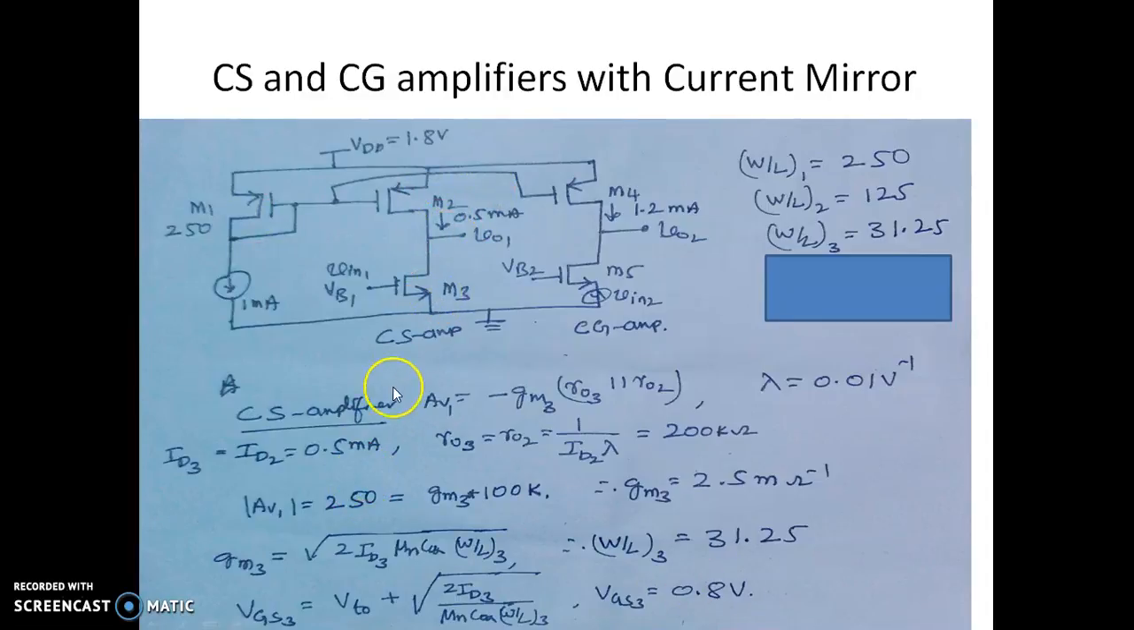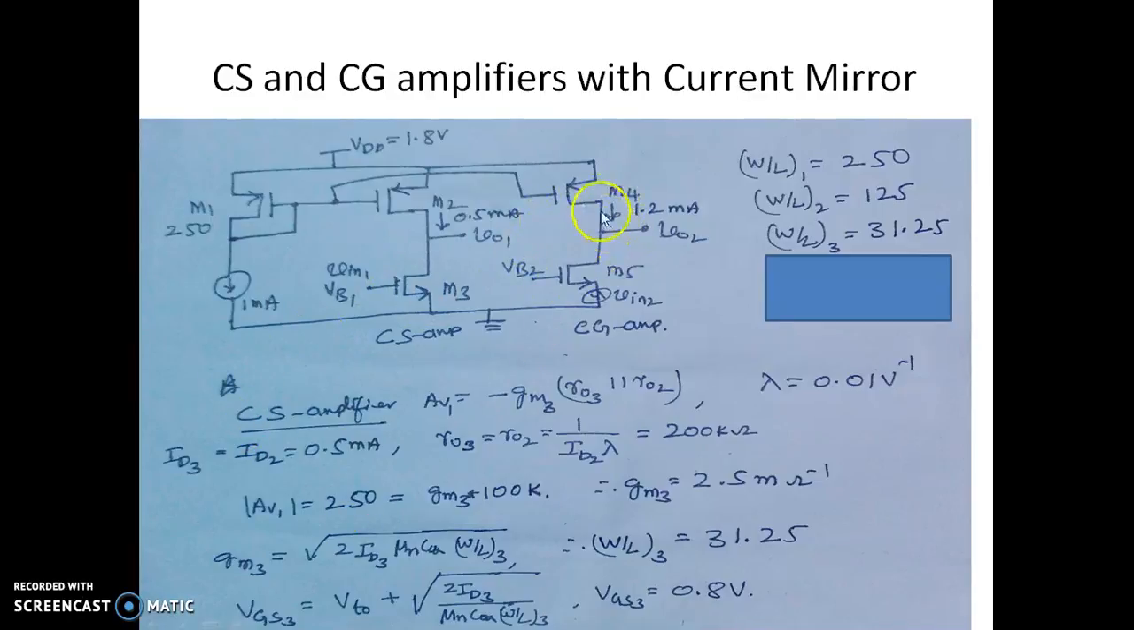To bias this M3, we need a VGS for M3, which is given by VGS equal to VTO plus the square root of 2 ID3 divided by mu Cox into W by L of 3. Solving this by substituting the values of ID3 and W by L of 3, we get VGS to be 0.8 volt. So this is 0.8 volt and 31.25 as the W by L ratio, and this has 125, and here it is 350. We're going to have a current of 0.5 milliampere flowing here, and the expected gain of the CS amplifier is 250.